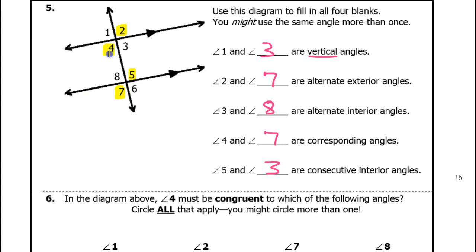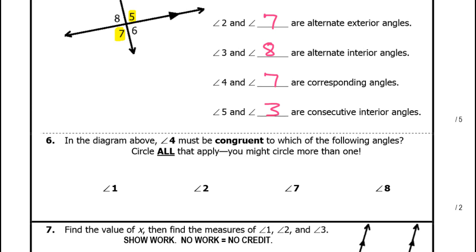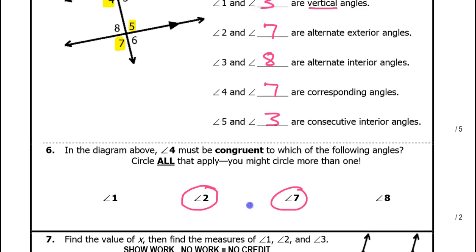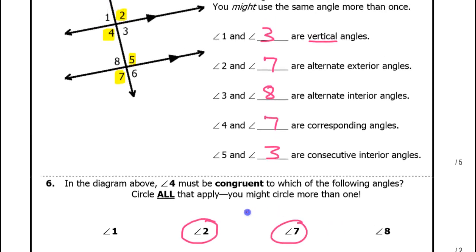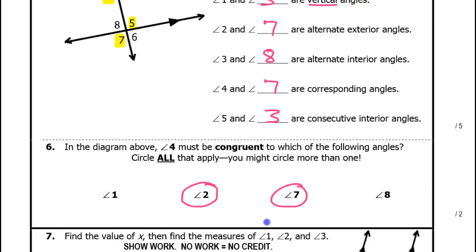So all 4 of these yellow angles should be congruent. So angle 4 should be congruent to angle 2, 5, and 7. Okay, so alright, I see 2 and 7, and 5 is not on the list, so there's nothing to circle for that. But 2, 5, and 7, so 2 and 7.